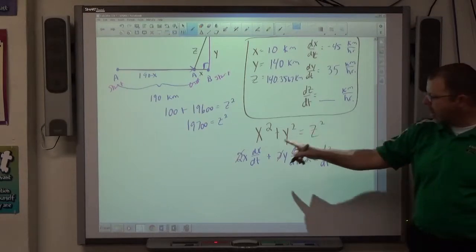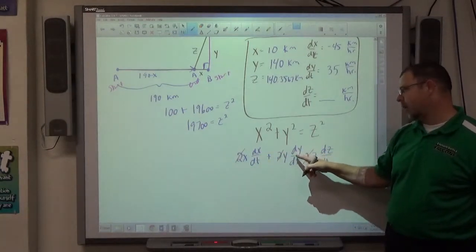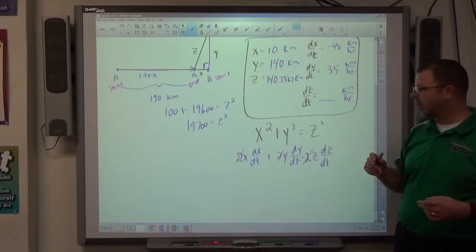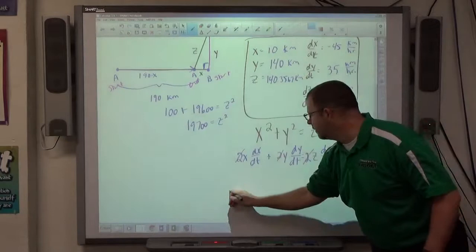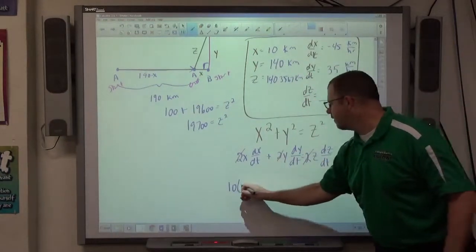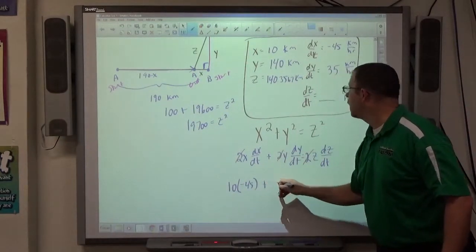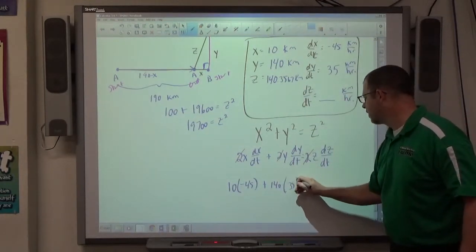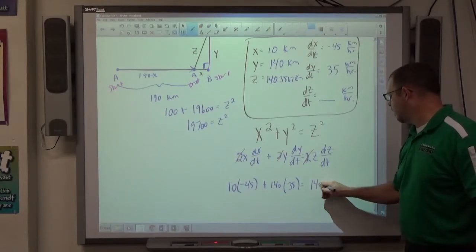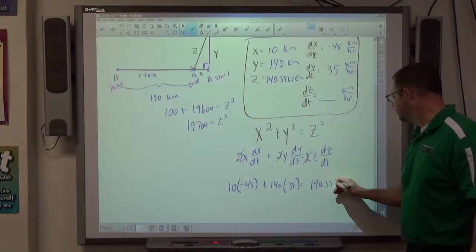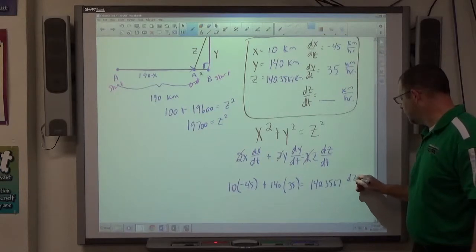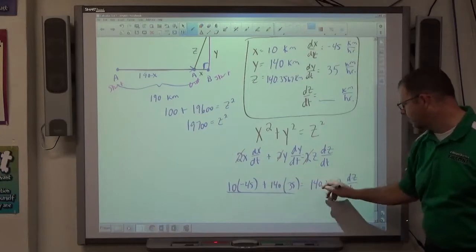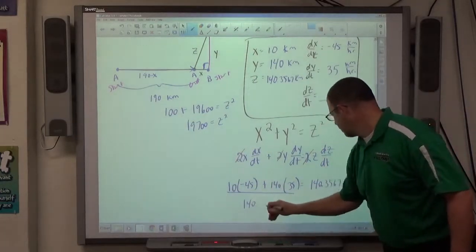At this point, I know x, I know dx over dt, I know y, I know dy over dt, I know z, I do not know dz over dt. So if I substitute everything I know in, what's left is what I'm looking for. So 10 times negative 45 plus 140 times positive 35 is equal to 140.3567 times dz over dt. So all you have to do to get the answer is take all this stuff and divide it by that, 140.3567.